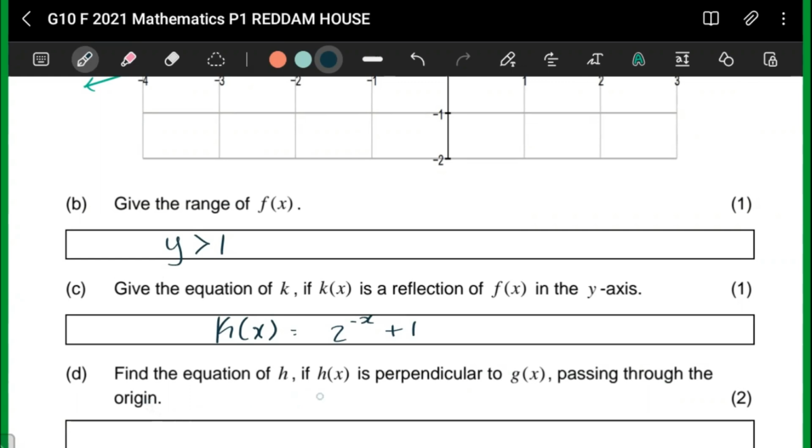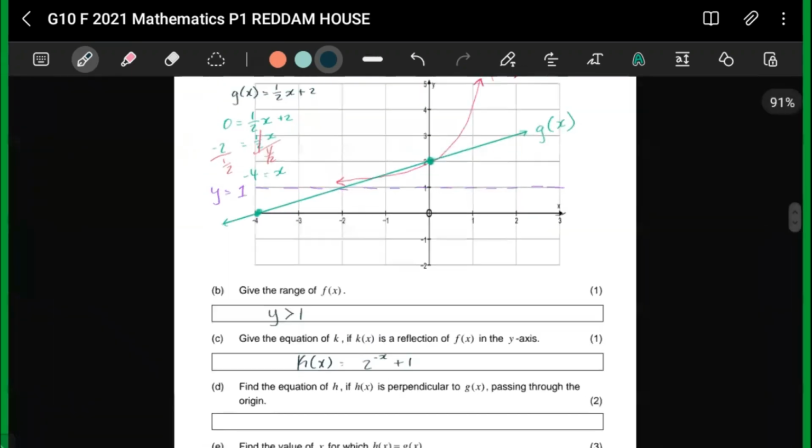Find the equation of H if H is perpendicular to G, passing through the origin. So we need to find the equation of H. H is perpendicular to G. So remember, what we know about perpendicular lines is that their gradients multiplied together give you a -1. All the information about H, we're going to need to get from G. Fortunately, they told us that it passes through the origin. So getting the equation is really not going to be a hassle, as it shouldn't.